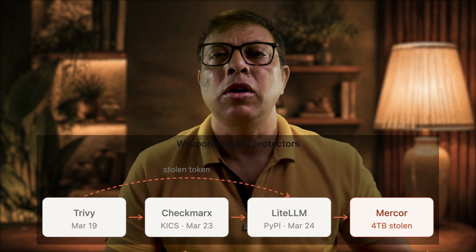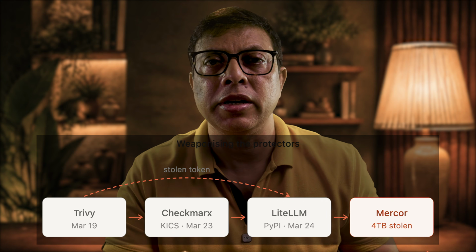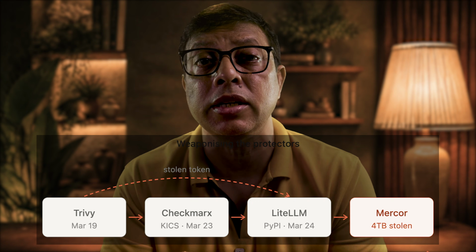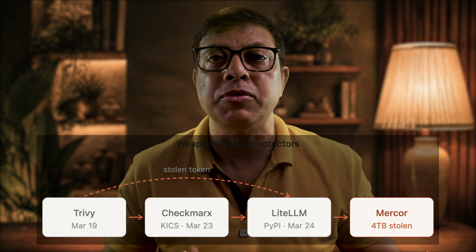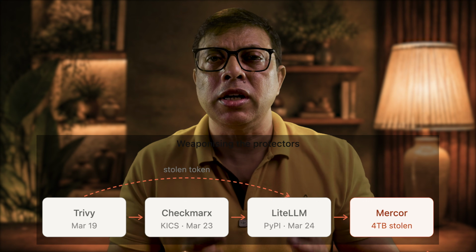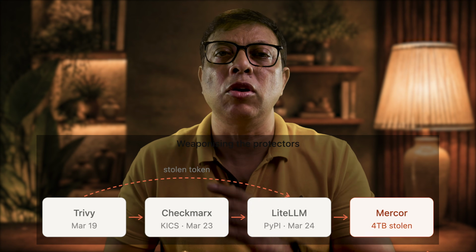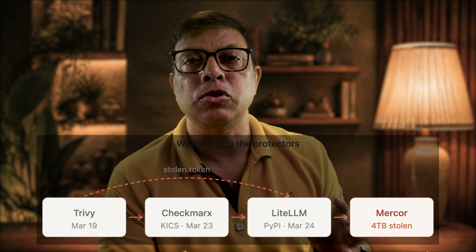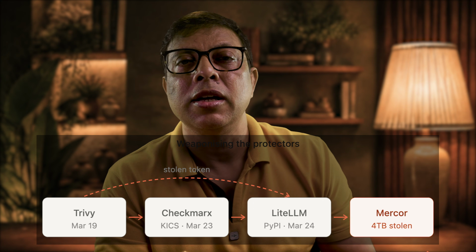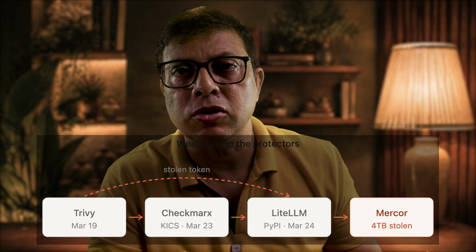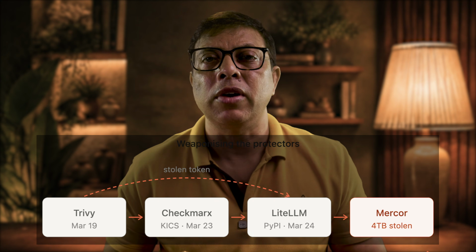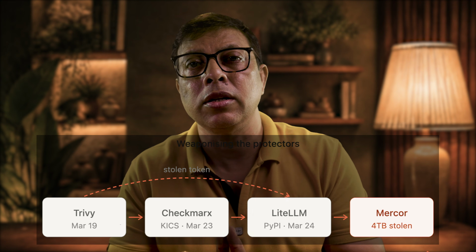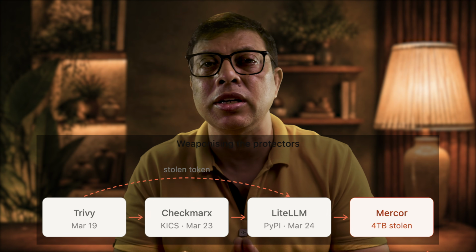Wave 4. Mercor is a $10 billion AI training company. We all know that. They supply human-generated training data to the biggest AI labs in the world. 4 terabytes of data stolen: personal data of more than 40,000 contractors, proprietary source code, video interviews. Meta indefinitely paused all work with them. 5 contractor lawsuits were filed. And now stop and look at that chain.